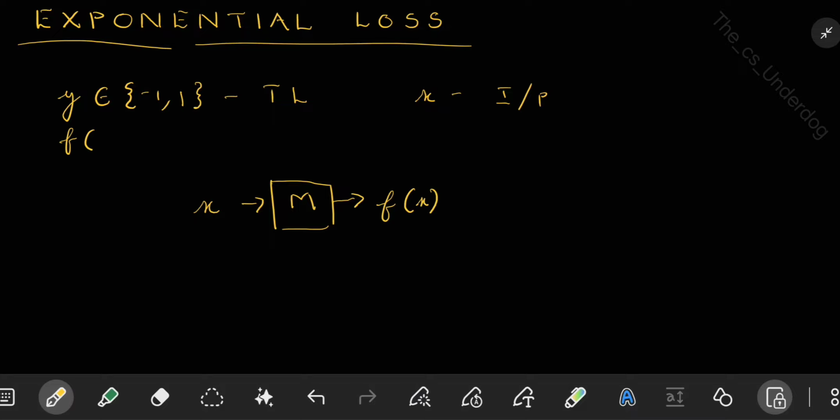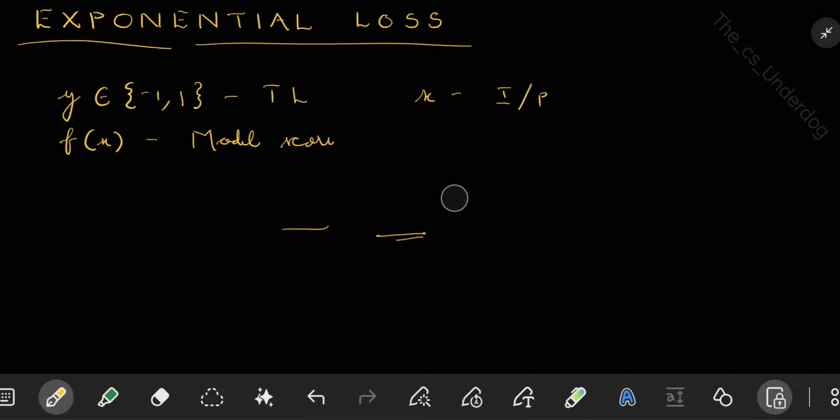So what is your f of x? f of x is the model score. I'll call it the model score. This is the value that is coming out of the model. This would not directly be minus 1 or plus 1. Using the score, you have to determine whether this particular input belongs to class minus 1 or class plus 1.